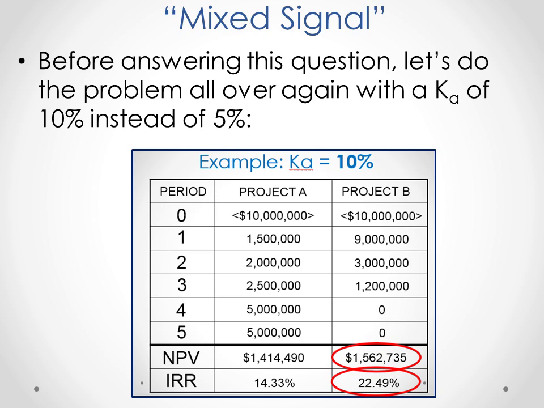Now, when you change your cost of capital to 10%, we don't get mixed signals anymore. The net present value for project B is higher than the net present value for project A. The internal rate of return for project B is higher than the internal rate of return for project A. So you're not getting a mixed signal anymore. Something happened between 5% and 10%. What happened?